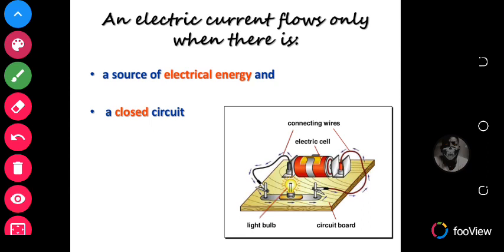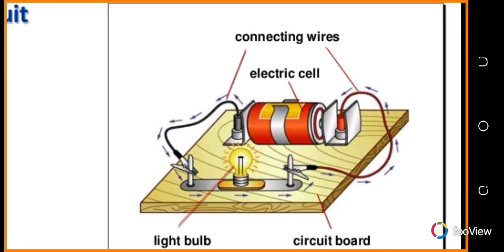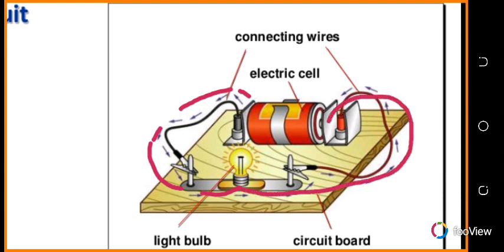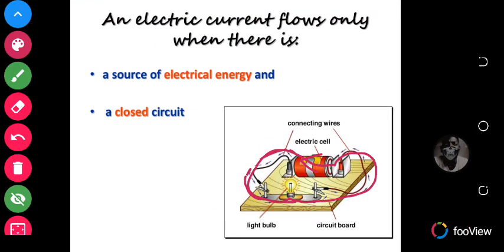You realize that the electric current flows in this direction. You can see the arrow here. It moves from here, into the light, and then flows from here to this part, and back again. That's the flow of the electric current, which makes the light bulb light or turn on.